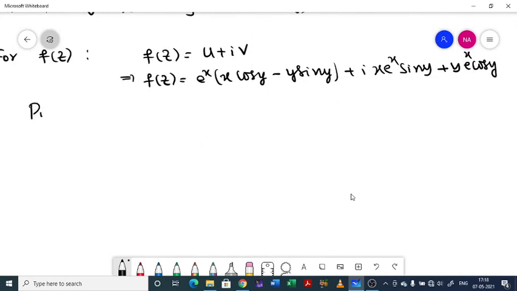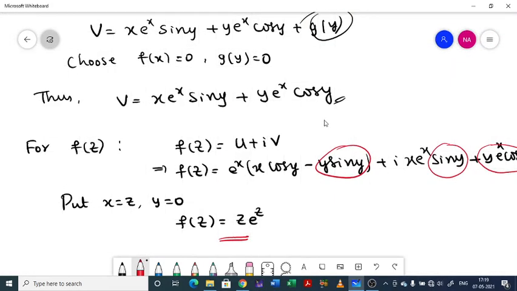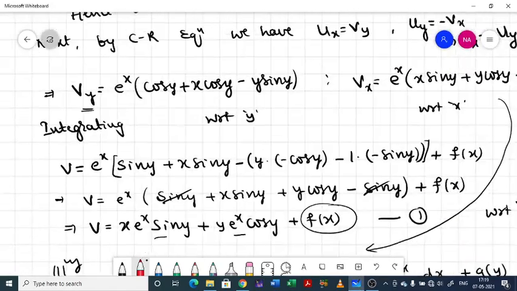Put x equal to z, put x equal to z, y equal to 0. Then f of z equal to z e power z, because this term will be 0. So this vanishes, and this also vanishes. So only this thing remains, f of z equal to z e power z. That's all. I think this is problem C.